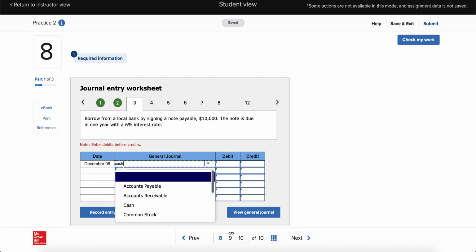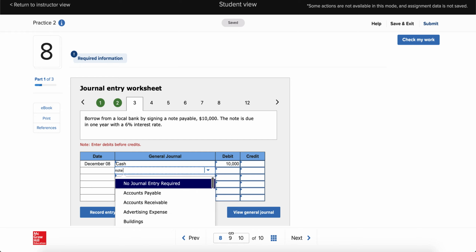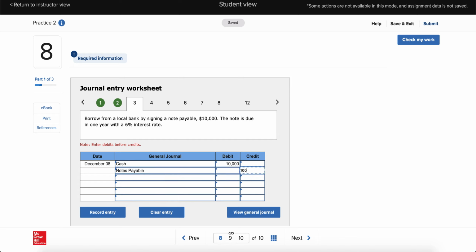Okay, so we are receiving here cash in the amount of $10,000, and we signed a note, so we are increasing our liabilities. Notes payable, $10,000. Record that. Number 4, we receive cash from our customers as payment for a guided tour that occurred on November 28th in the amount of $3,500.